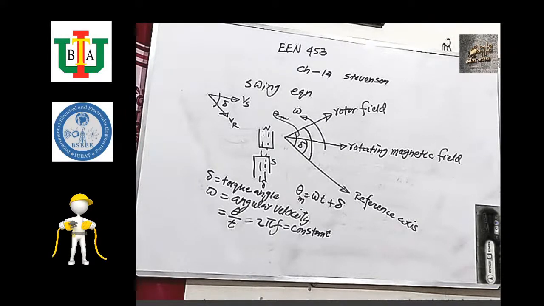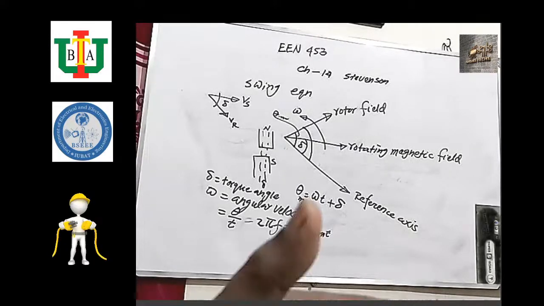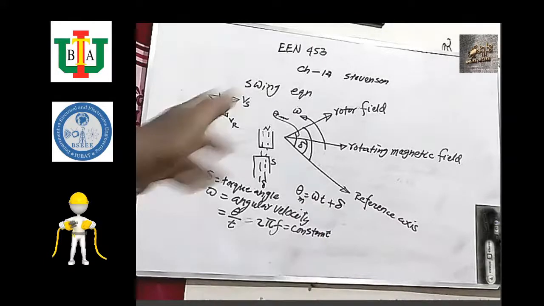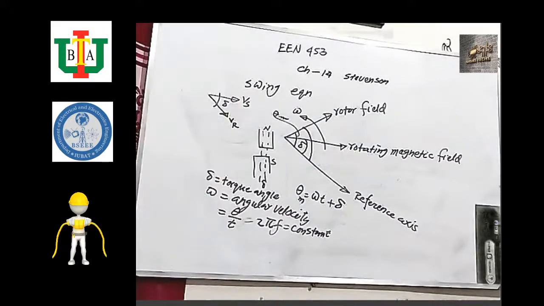I have written theta m equal to omega t plus delta. The reference axis is rotating at a constant speed. Reference means, just like in the per unit system, we take a base, or in the percentage system. So the reference axis is the one on which we are writing that.